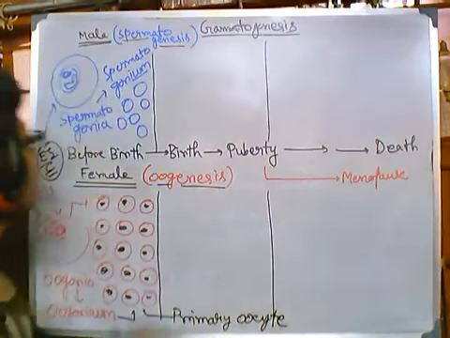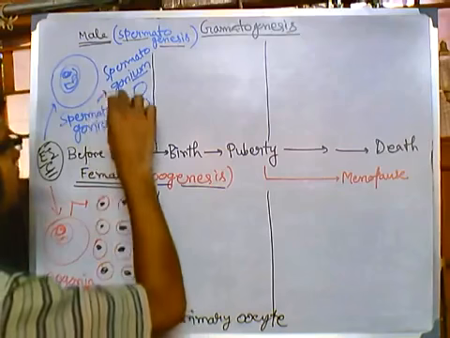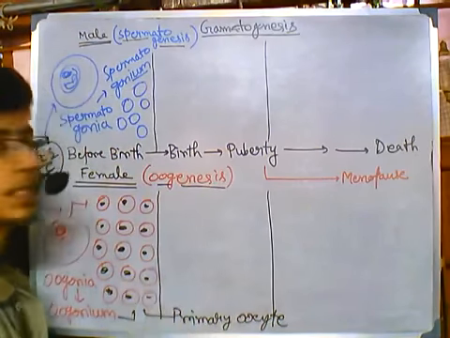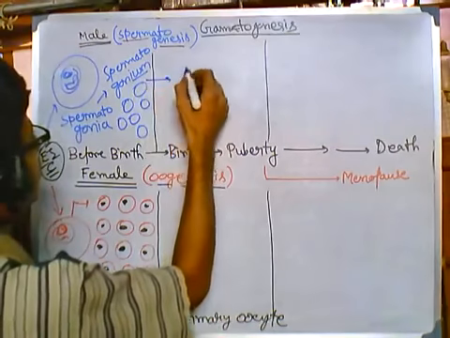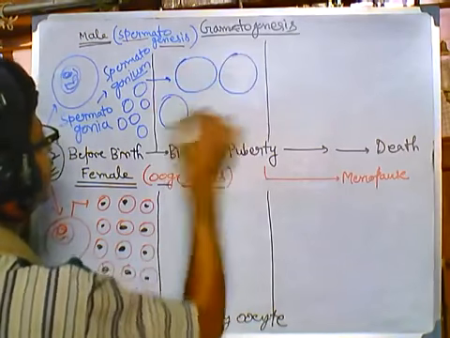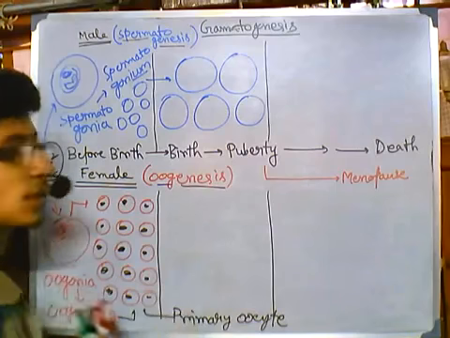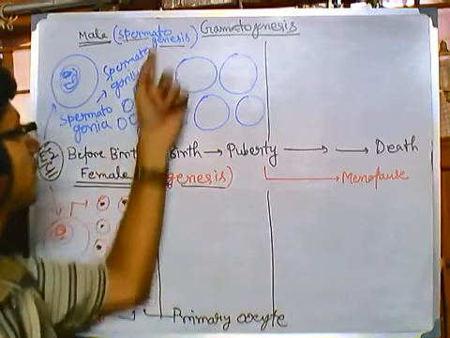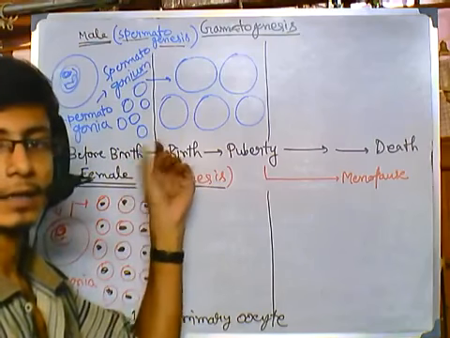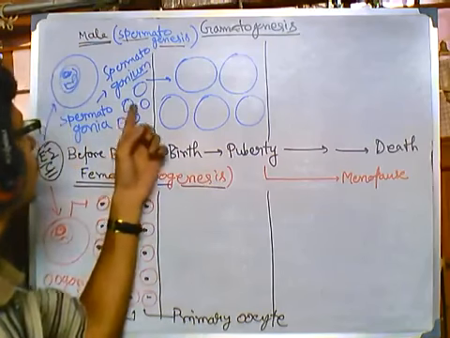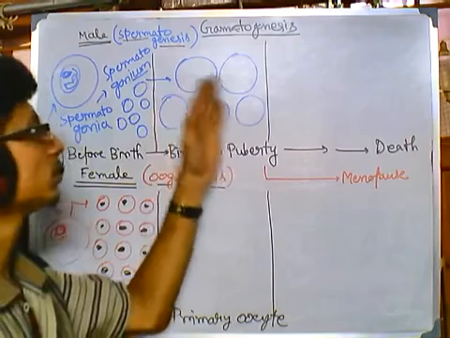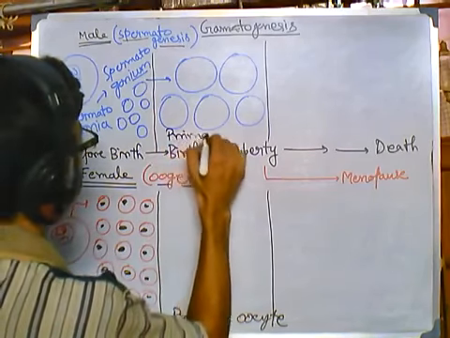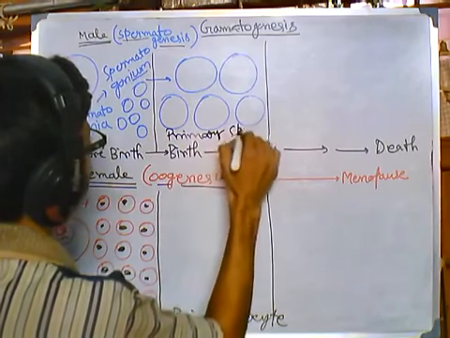Okay. Now in case of male, what will happen? The spermatogonia will start dividing and maturing into primary spermatocyte. So we have production of many more cells called primary spermatocyte. Even after the birth, in case of males, the spermatogonia will be converted into primary spermatocytes. So we'll be calling them primary spermatocyte.